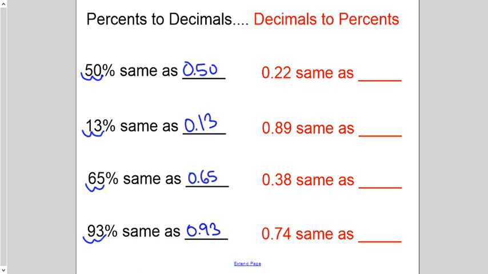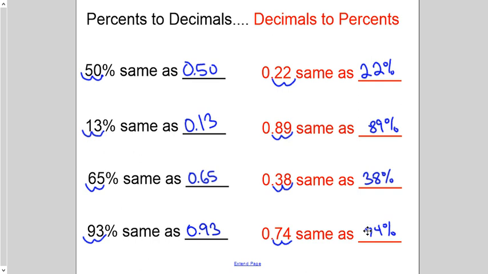It's just as easy when we're talking about what we do to make a decimal into a percent. We just slide it 2 to the right. We just slide it back 2 spots. So this becomes 22%. Slide it back 2 to the right, and this becomes 89%. Same here. 0.38 becomes 38%. And this becomes 74%.